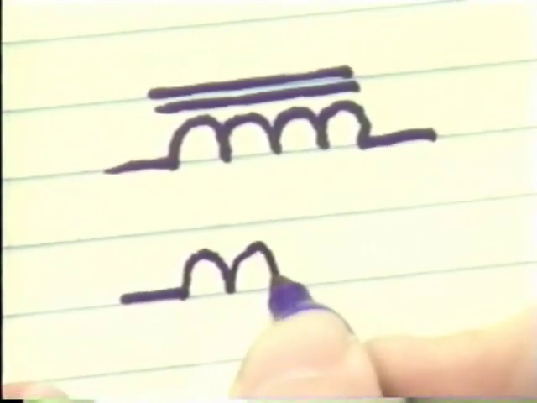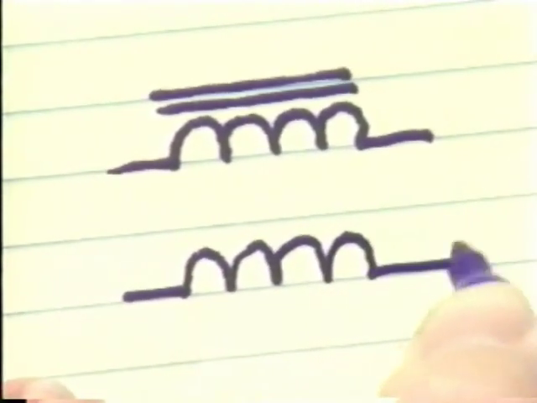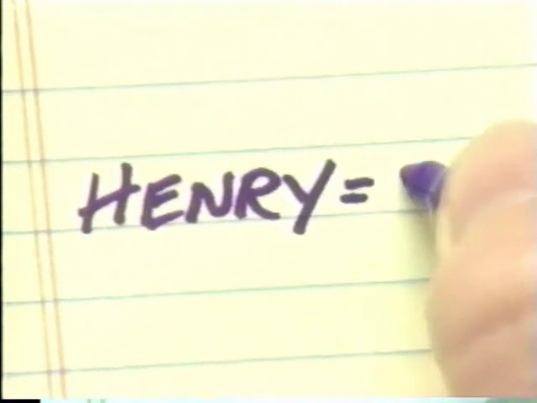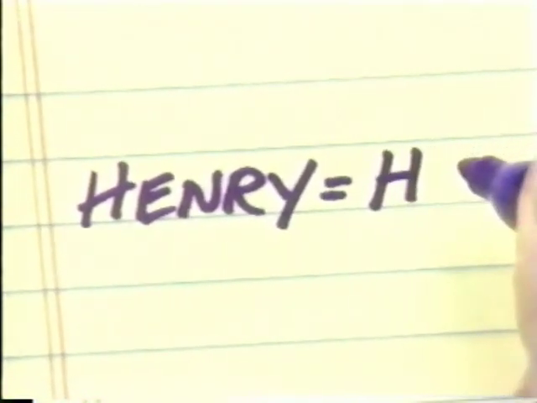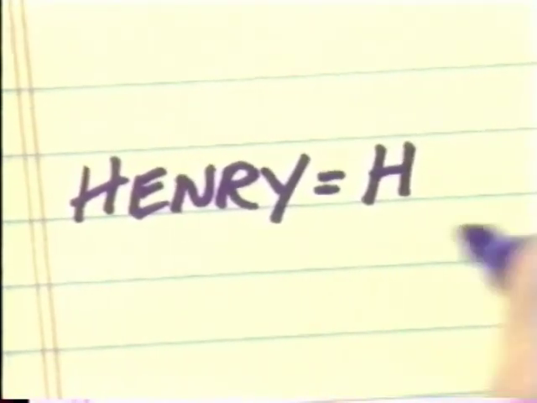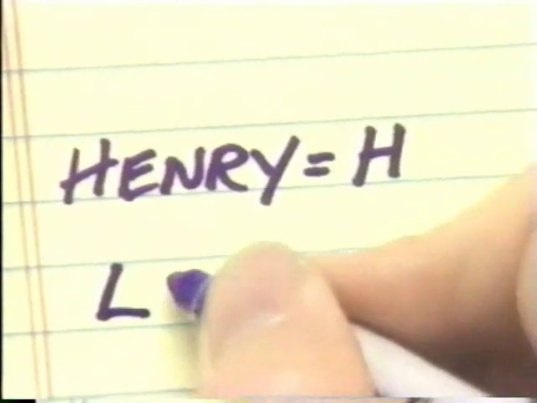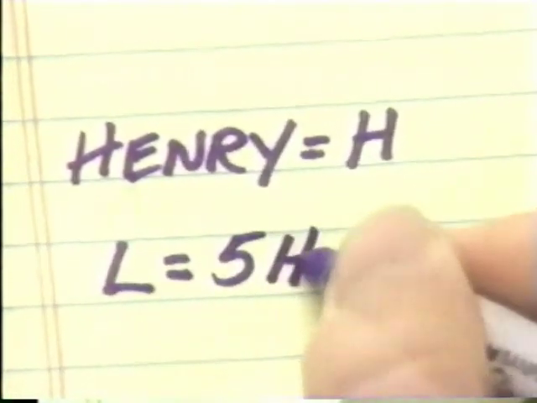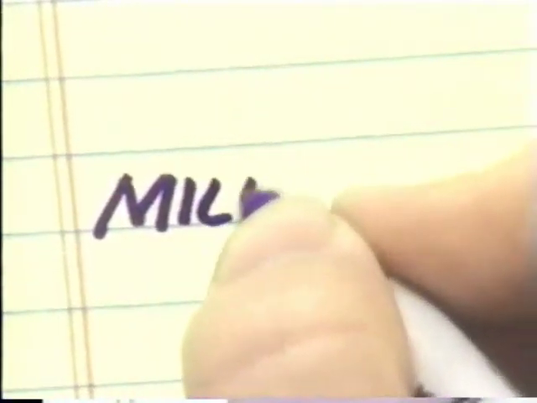The schematic symbol for a variable inductor has an arrow through it. This type has a movable metal core. The base unit of measurement for inductance is the Henry, abbreviated with a capital H. An inductance of 5 henries would be written L equals 5H. The Henry is a large unit of measurement.